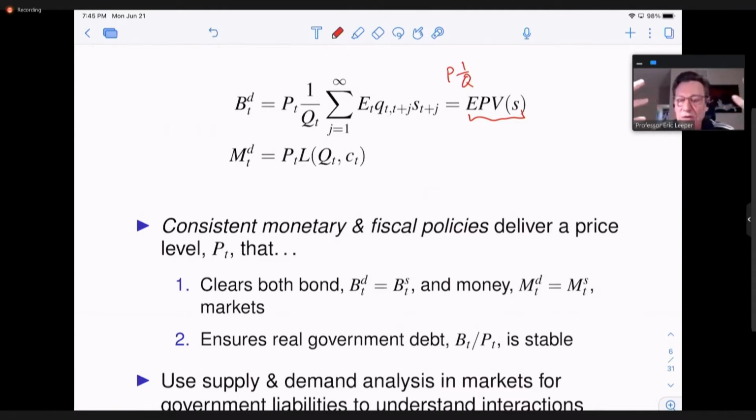And for existence of equilibrium, we need to make sure that the real value of government debt doesn't grow too quickly. And for shorthand, I'm just going to use the word stable. So we can now use supply-demand analysis in the markets for government liabilities to try to understand the nature of policy interactions. I should say, as an aside, that I'm being kind of old school here, and I'm acting as though the money supply is the monetary policy instrument. You can do all of this using the interest rate instead. But I just think that for understanding the fundamental nature of these interactions, it's useful to put monetary and fiscal policy on equal footing and treat them as controlling their own assets or liabilities.